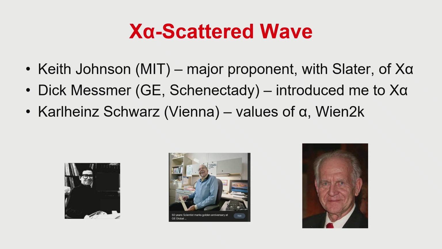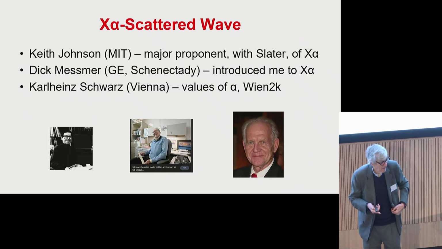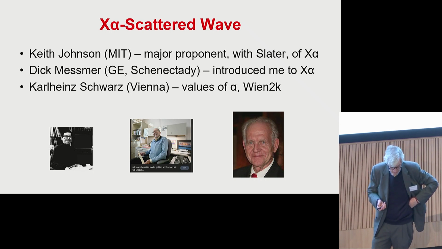So there's lots of stories that could be told about Keith Johnson and John Slater and the way they popularized the X-alpha scattered wave method. Oversold is a word that has been used, and perhaps rightly so. This was a time. I also had Karl-Heinz Schwarz, who basically got us the values of alpha for the periodic table, and this was an achievement which helped people to know how to get calculations started.